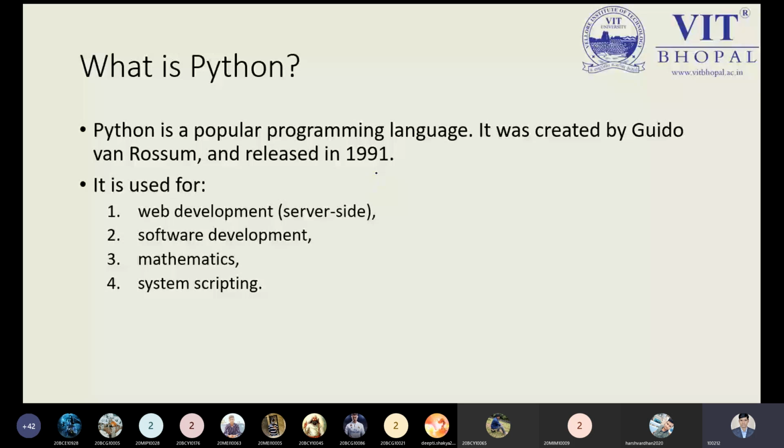And why are we understanding this programming language? Because right now it is used for web development, application purposes, software development, mathematical calculation, and system scripting. So it can be used in various ways, in various flavors where we can implement it. And this is a necessary part of understanding the Python programming language.